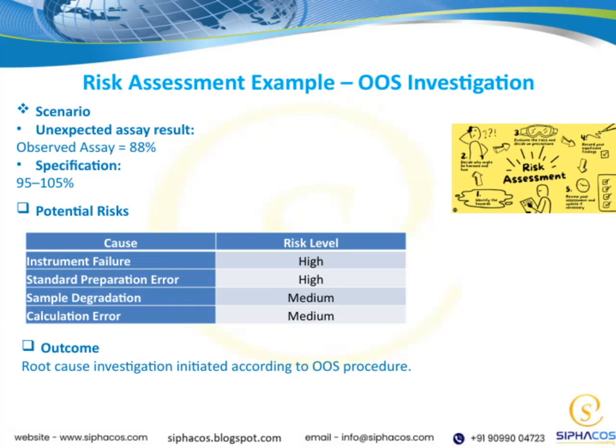Let's look at how we handle unexpected results. In this case, an assay coming in at 88%, well below the expected range of 95 to 105. When this happens, we kick off a root cause investigation following our out-of-specification procedure. We assess potential risks like instrument failure or errors in standard preparation, both rated high risk. Other factors, like sample degradation or calculation mistakes, carry medium risk. This structured approach helps us pinpoint the issue and keep quality on track.